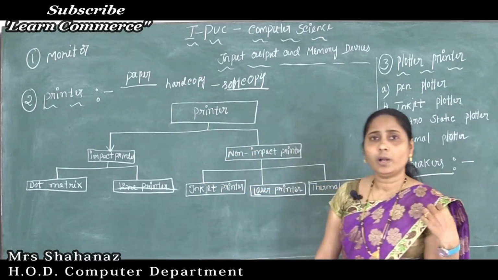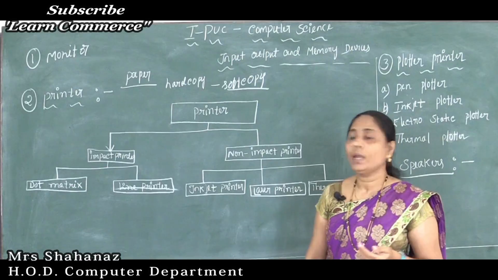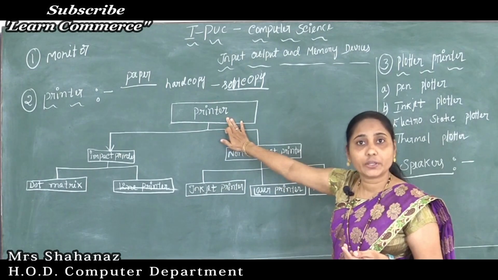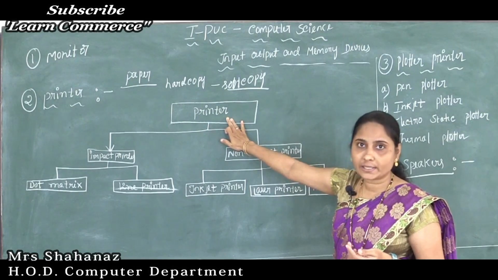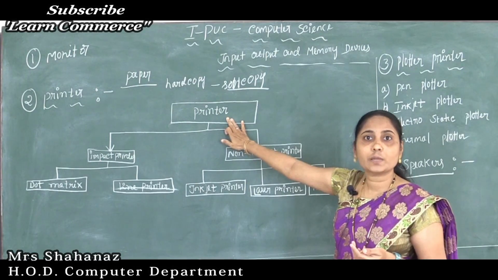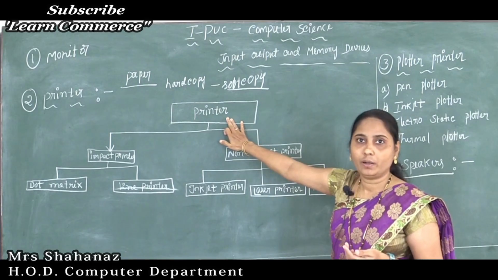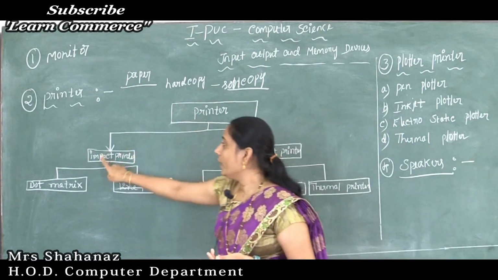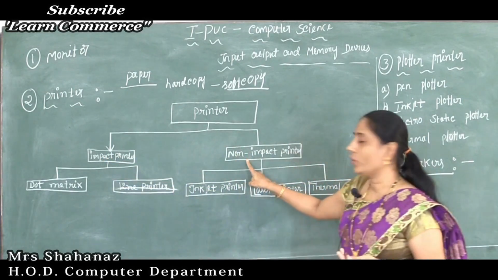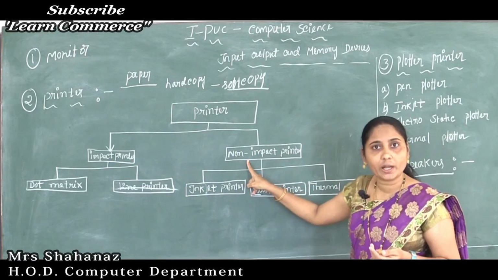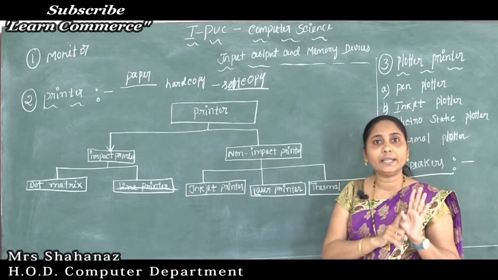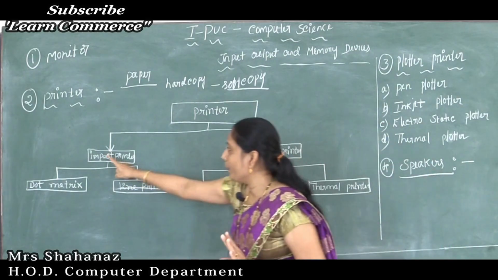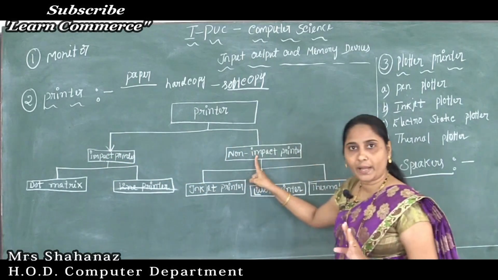We already know, I started from the printer only, and we know it is an output device, and such a device is used to print text information as well as some of the pictures on paper. Now such printers are classified into impact printer and non-impact printer. Clear this point here? Printer is divided into two types, classified as the impact printer and non-impact printer.